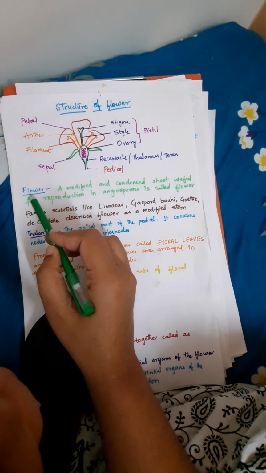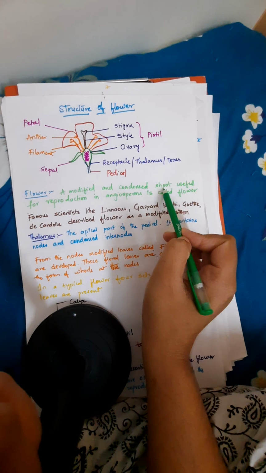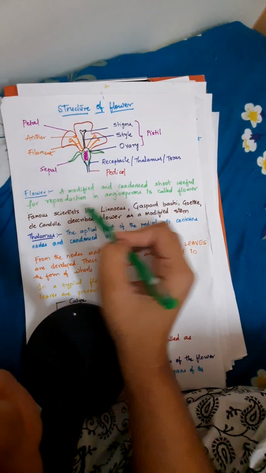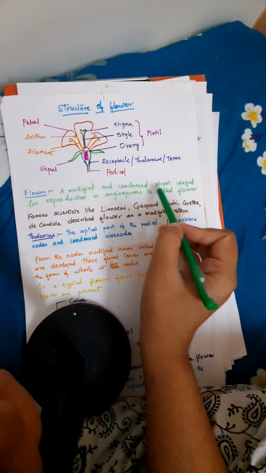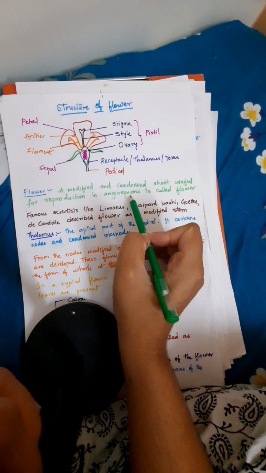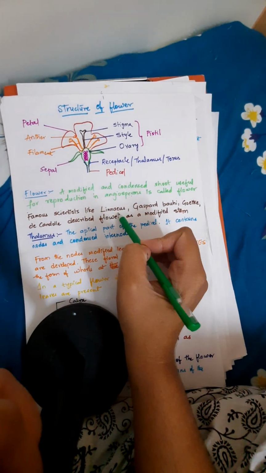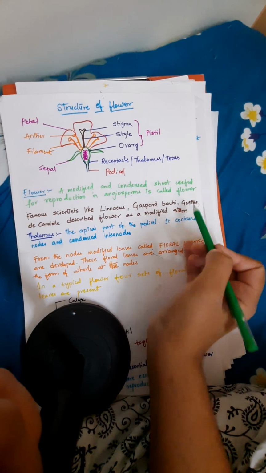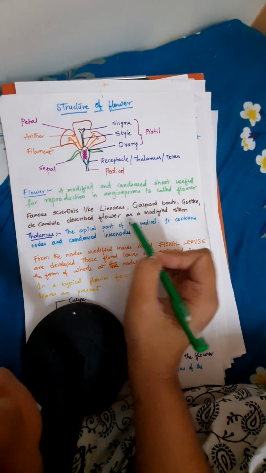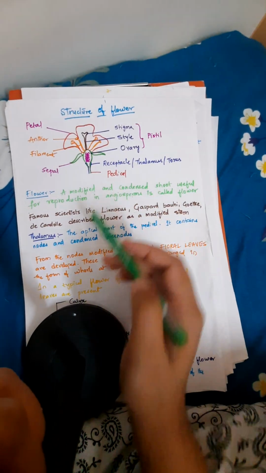First, how can we define the flower? A flower is a modified or condensed shoot which is useful for reproduction in angiosperms. So this structure is actually a condensed shoot which helps in reproduction, especially in angiosperms. Scientists like Linnaeus, Gaspard Bohe, Goethe, de Candolle described the flower as a modified stem. Okay, now let us see all these parts in detail.